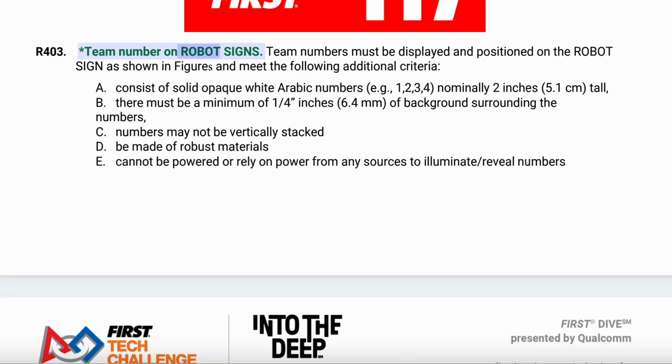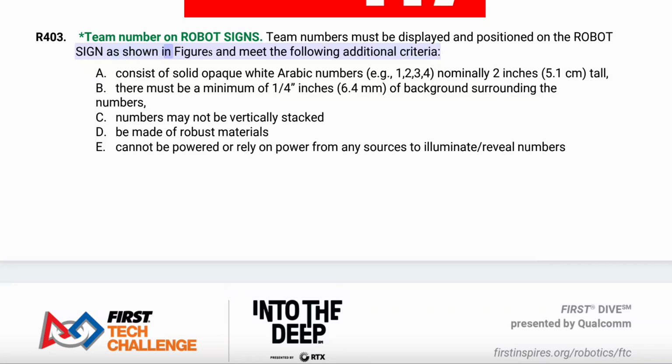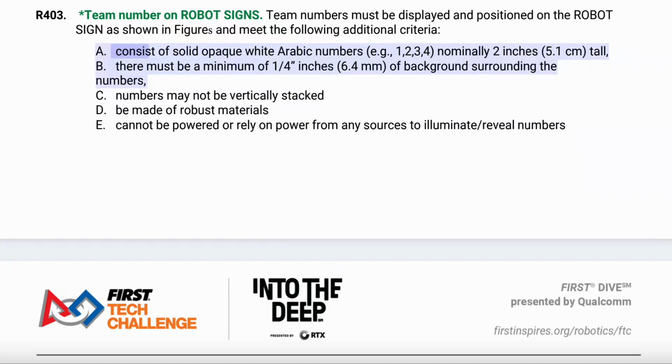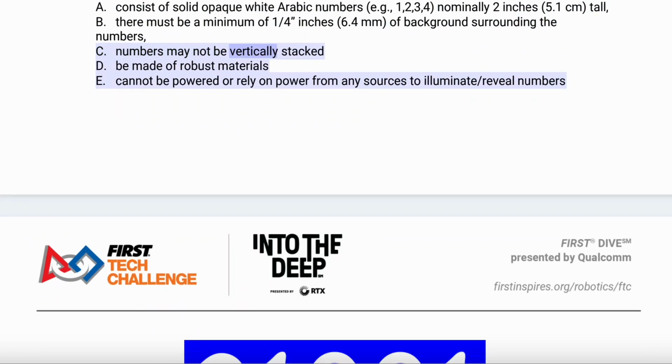R403. Team number on robot signs. Team numbers must be displayed and positioned on the robot sign as shown in figures and meet the following additional criteria. A. Consist of solid opaque white Arabic numbers, e.g. 1, 2, 3, 4, nominally 2 inches (5.1 centimeters) tall. B. There must be a minimum of 1/4 inches (6.4 millimeters) of background surrounding the numbers. C. Numbers may not be vertically stacked. D. Be made of robust materials. E. Cannot be powered or rely on power from any sources to illuminate or reveal numbers.